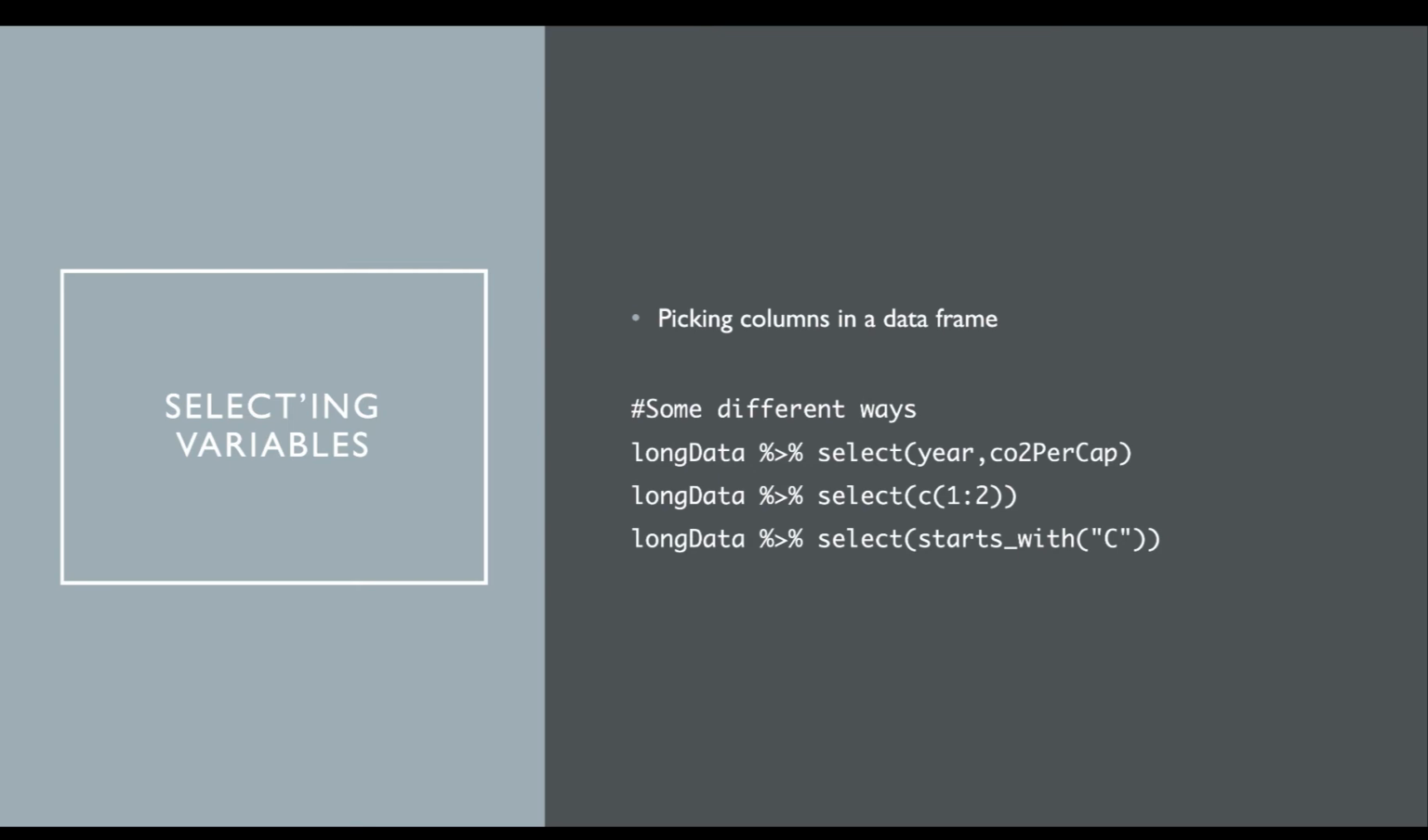The second example indicates that we are selecting the columns based on column positions. And the third example suggests that we are using the function starts with to select columns that start with the letter C. Selecting variables, as you can see, takes place through the use of the select function. And inside the select function, you can select the columns in specific ways.